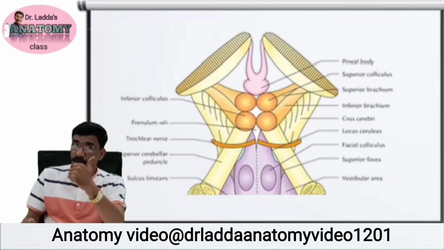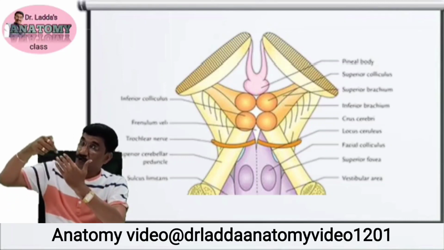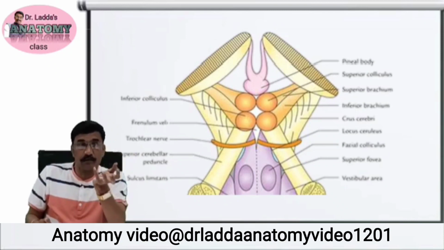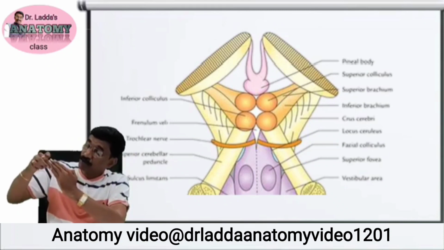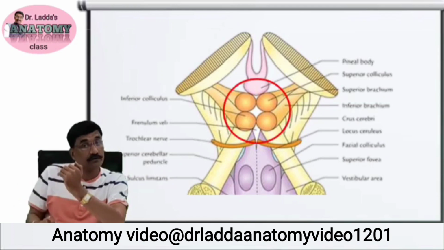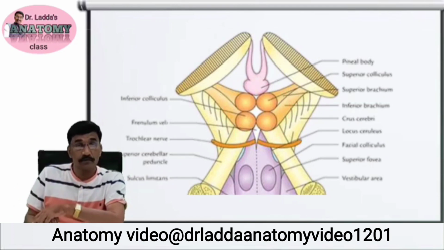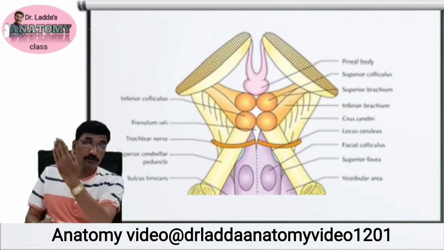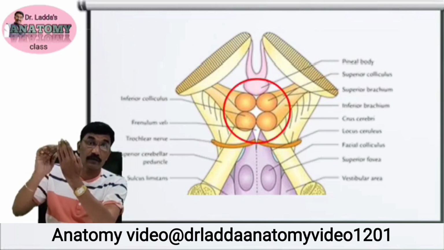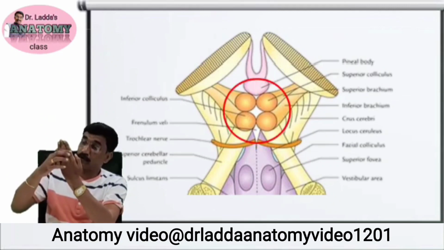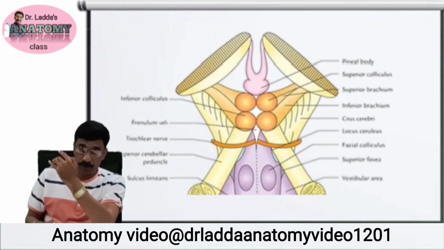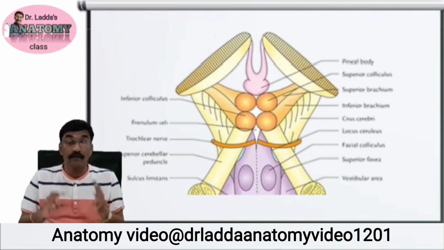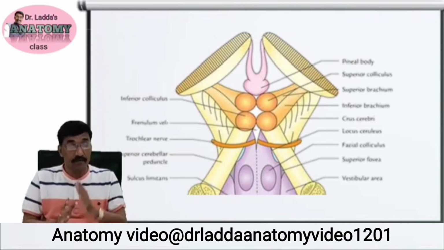In the last video, we talked about the external features: at the posterior aspect of the brainstem there are four rounded structures called colliculi. A single one is a colliculus. The upper two rounded portions are called the superior colliculi, whereas the lower two are called the inferior colliculi. These superior and inferior colliculi are concerned with vision and hearing.